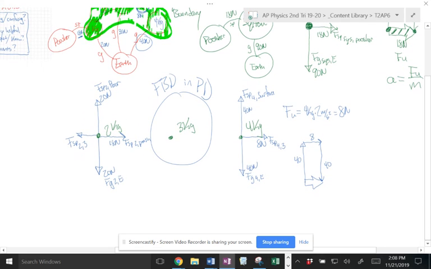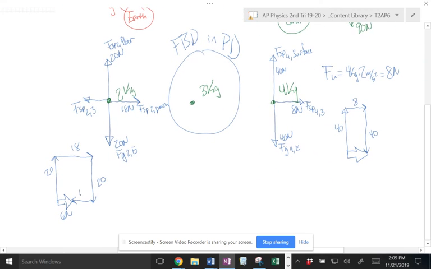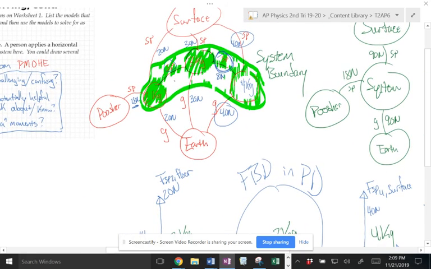I do know that my FU needs to be how big for this thing? So if I go 20 up, 18 to the right, 20 down, how big does this force need to be so that I get the proper FU of 6 newtons? This has got to be 14. So now I can go into my system schema and I know this interaction is 14.